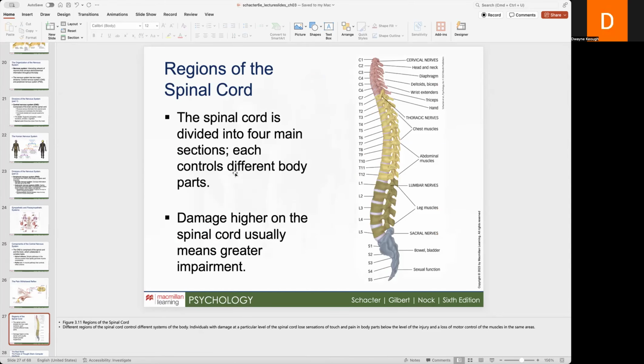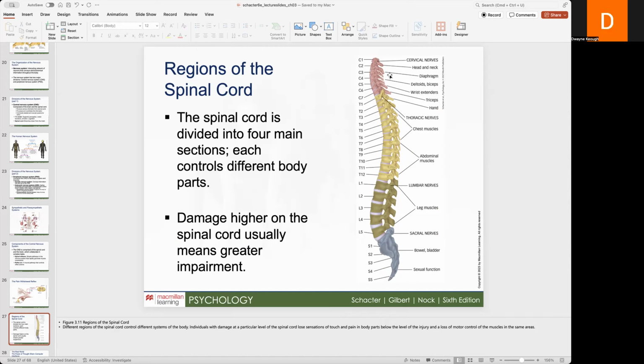The spinal cord itself can be divided into four main sections, each controlling different body parts. The cervical spine, or C-spine, is listed for you to see at the top. And C1 and C2 are looking at nerves that come out and support or send information to our head, our neck, our diaphragm, deltoid, biceps, wrist extensors. Then we get to thoracic nerves like chest muscles, abdominal muscles, to lumbar, and then to sacral nerves.